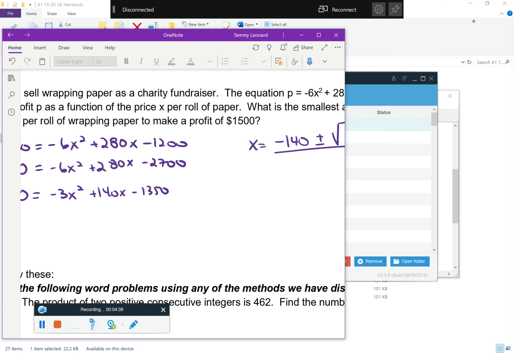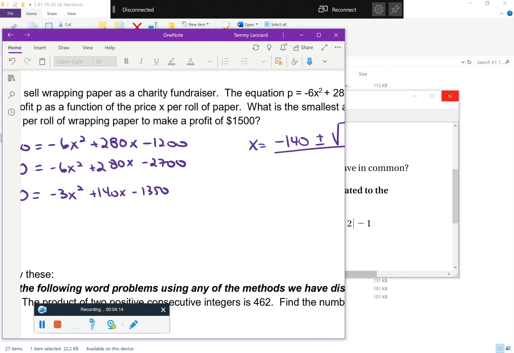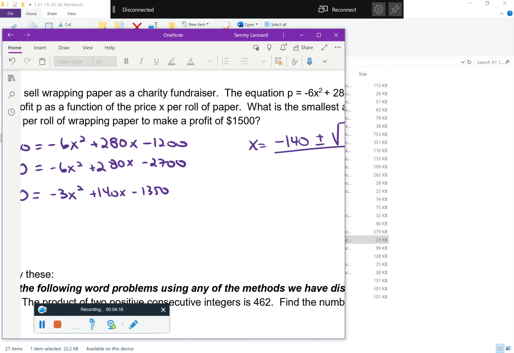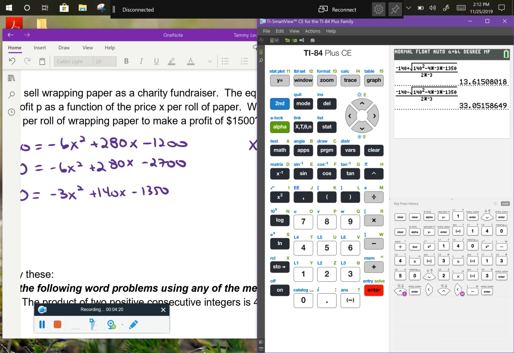Okay, so I'm going to pop my calculator up here. Oh, I've got about 100 windows open. Let's see if I can get rid of some of them. Oh my goodness. I was working on a lot of stuff in my play period today. Oh, there's my calculator.